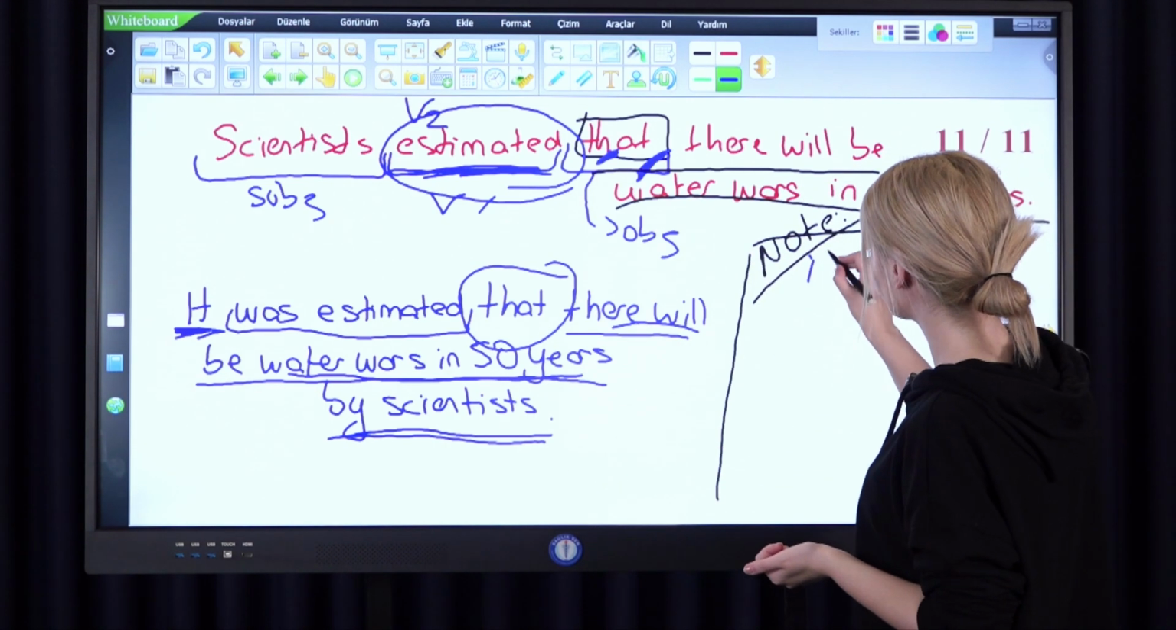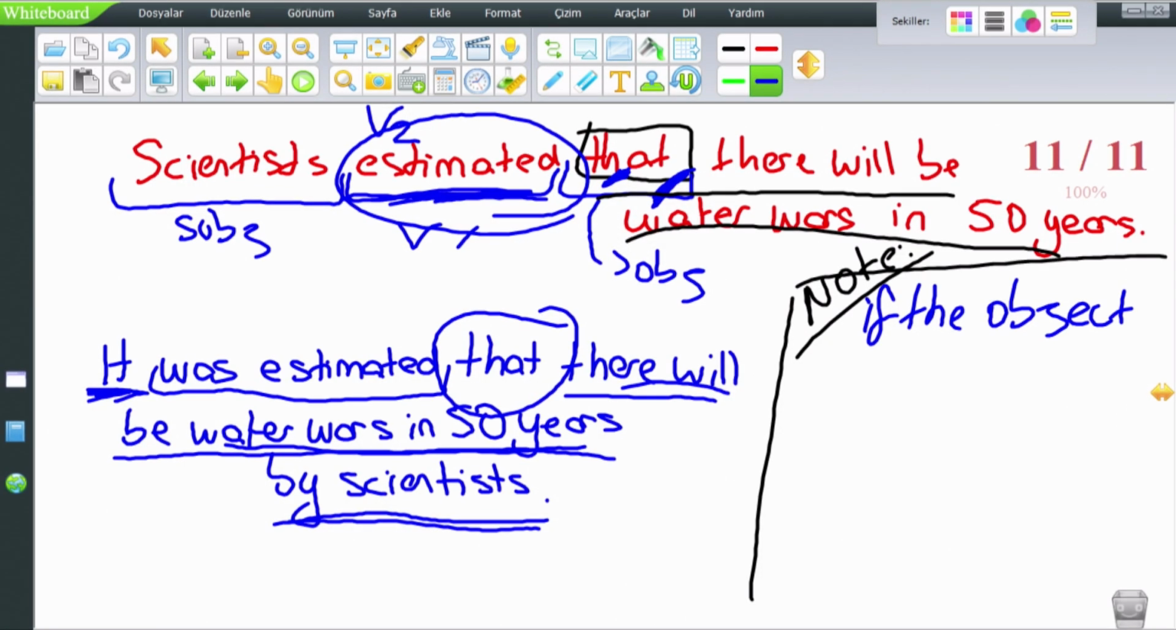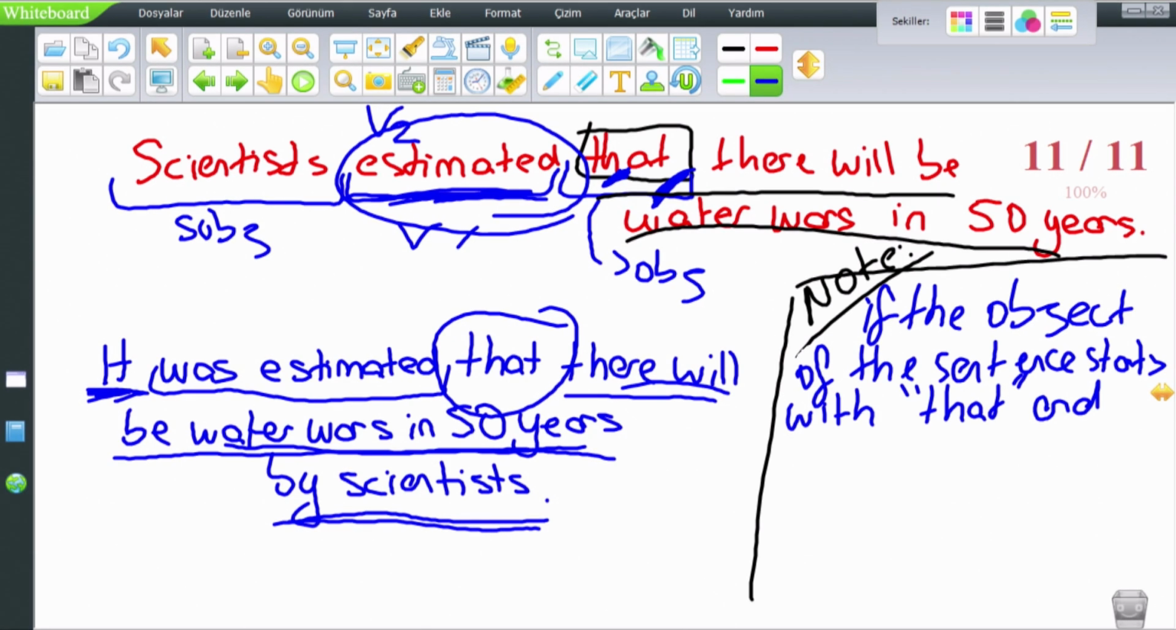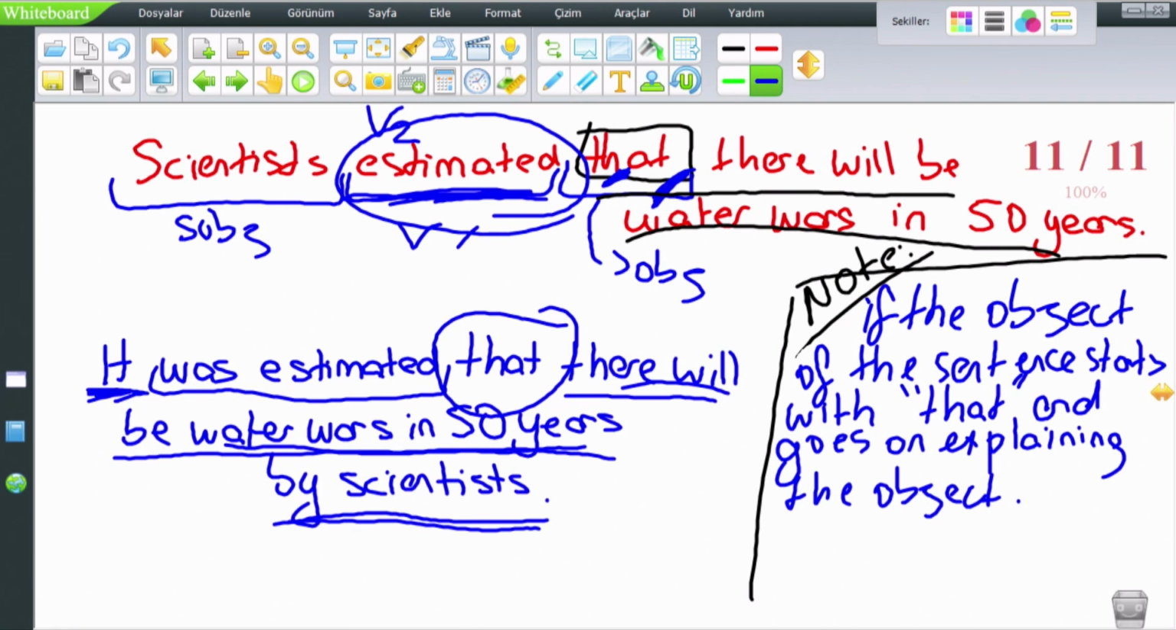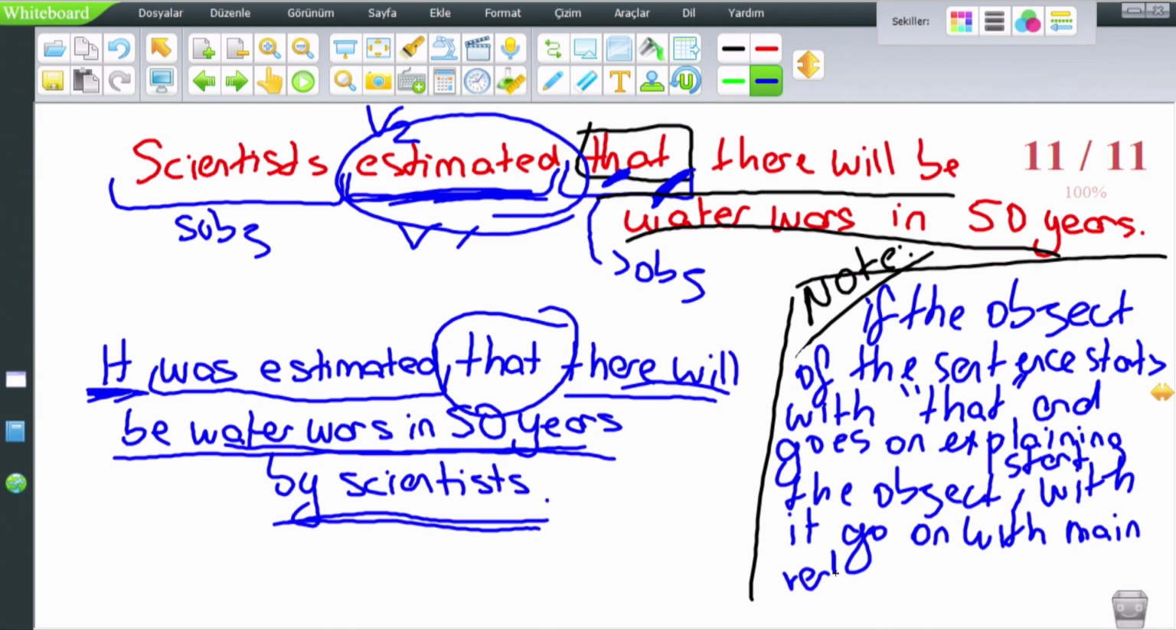So let's take a note. If the object of the sentence starts with that and goes on explaining the object, we will start our new passive voice sentence with it, then go on with the main verb of the sentence and at the end of the sentence explain the actual object.